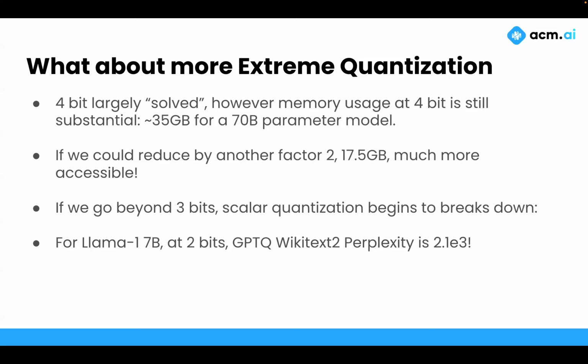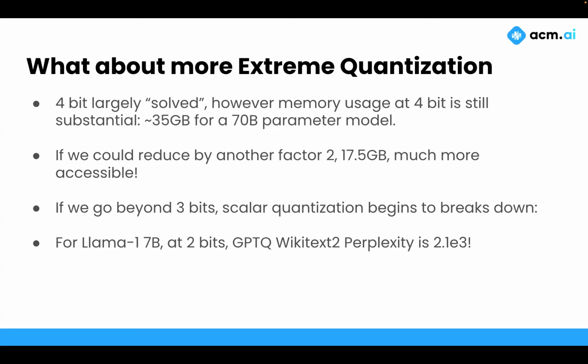So for instance, for a 70B parameter model at 2-bit, we can get around 17.5 GB, which is pretty close to accessible for high-end consumer GPUs. And if we could reduce it to 1-bit, then we could get this down to around 8 gigabytes, which is accessible to most GPUs these days. The problem is, beyond 3-bit, scalar quantization really starts to break down.